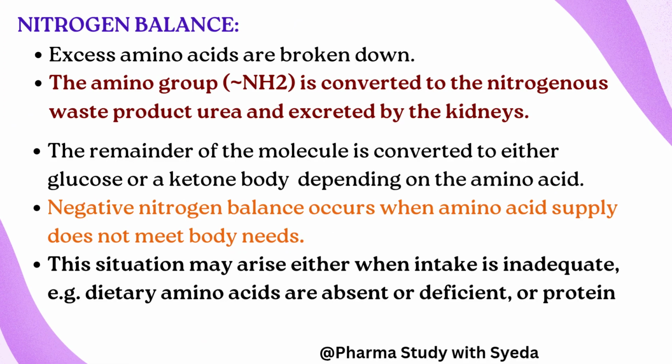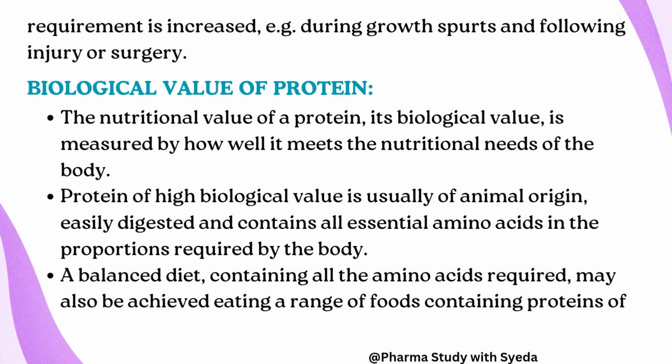Nitrogen balance. Excess amino acids are broken down. The amino group, NH2, is converted to the nitrogenous waste product urea and excreted by the kidneys. The remainder of the molecule is converted to either glucose or a ketone body depending on the amino acid. Negative nitrogen balance occurs when amino acid supply does not meet body needs. This situation may arise either when intake is inadequate, example dietary amino acids are absent or deficient, or protein requirement is increased, example during growth spurts and following injury or surgery.